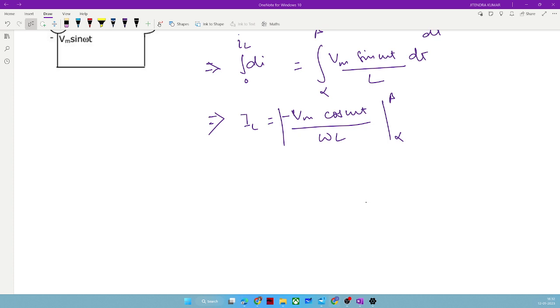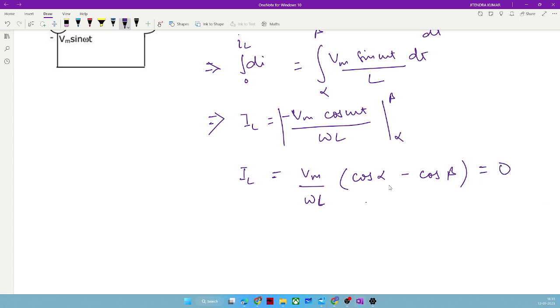So it will vary from alpha to beta, and if I put those values, it will be Vm by omega L times cos alpha minus cos beta. Okay, this is the value of IL. Now we want to compute the point of extinction angle. So at that point, IL should be equal to 0.